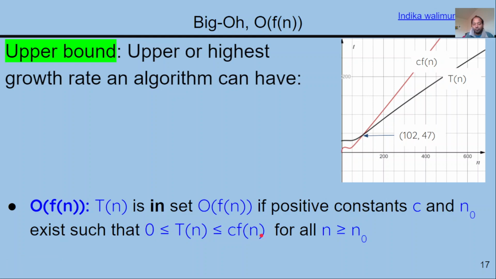Okay, so that's the condition, the relation, for all n greater than n naught. Before n naught it could be lower as well. That's fine.